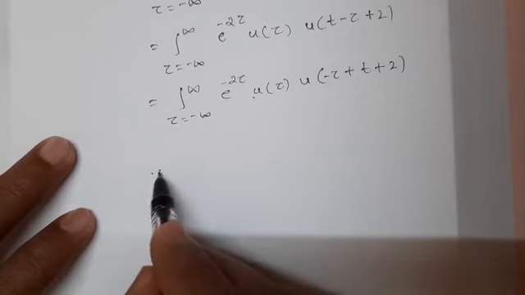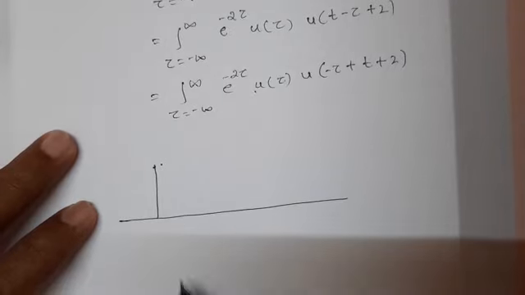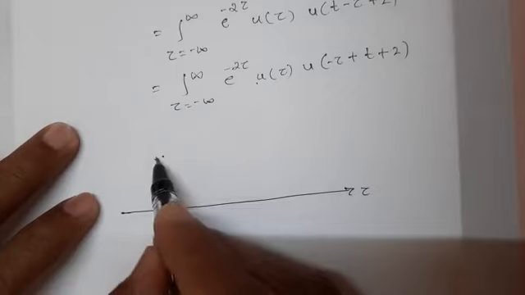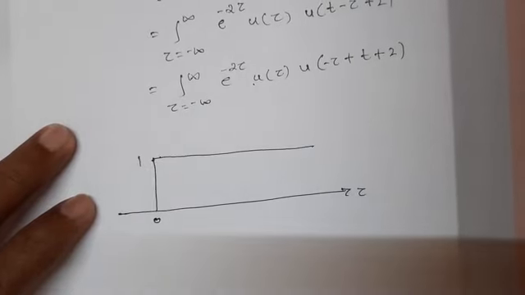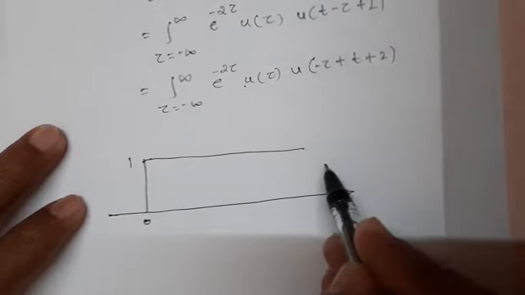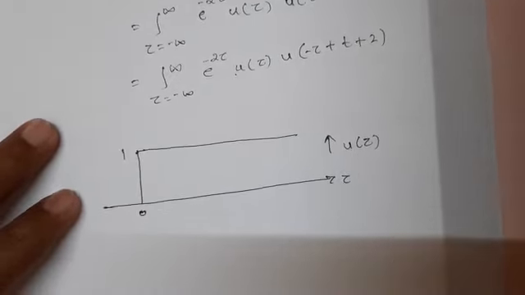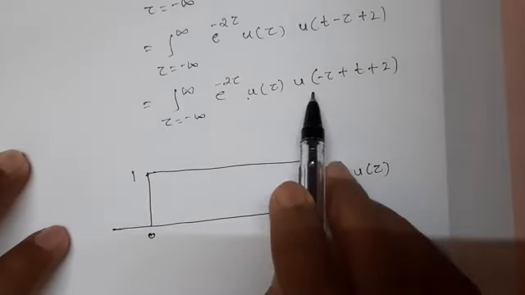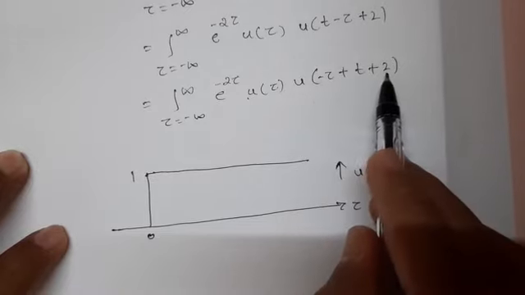So u of tau is starting at 0, on the tau x-axis, with an amplitude 1, right? This is your u of tau. Next, u of minus tau, right? The signal is u of minus tau shifted by t plus 2, right?